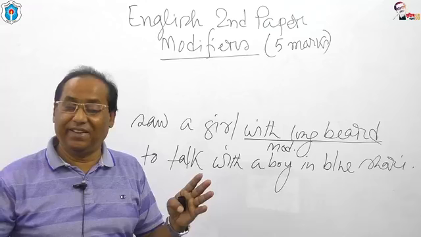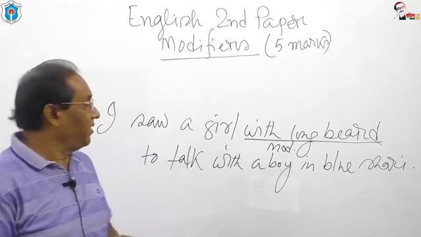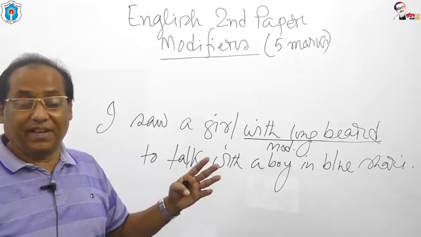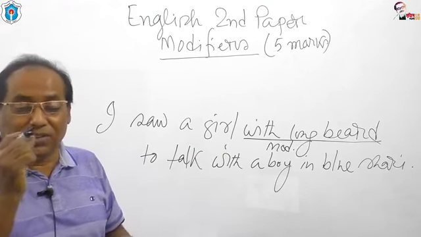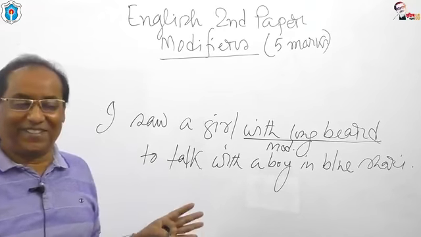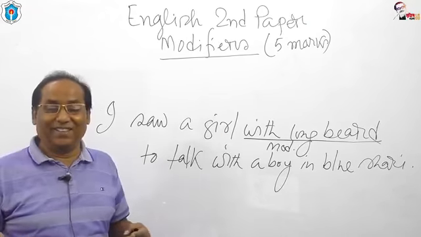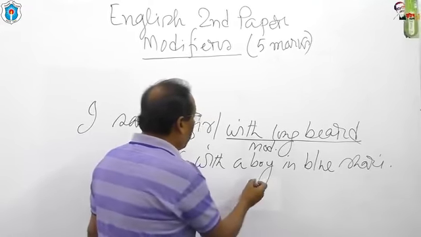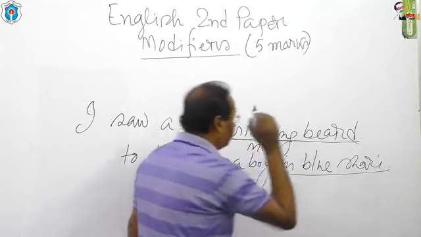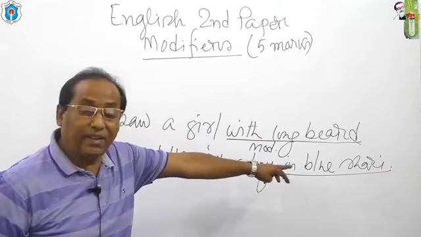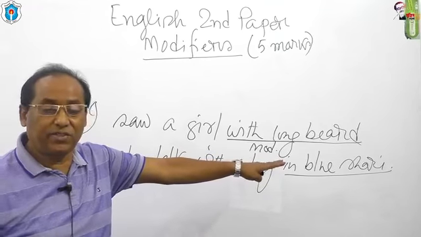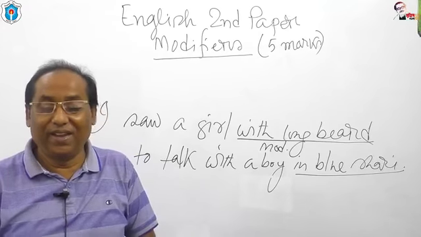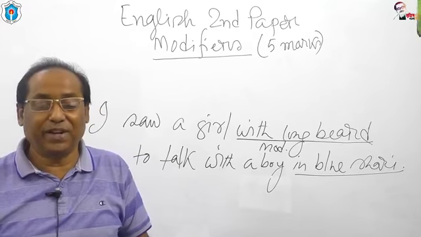This is really funny, is it not? How is it possible for a girl to have long beard? Yes, দু একটি মেয়ের হয়তো ছোট দু একটা দাড়ি থাকতেও পারে, but it's different, right? But long beard, it is really funny and absurd. Again, to talk with a boy in blue sari. There is another modifier, in blue sari. It is a phrase. It modifies boy. How is it possible for a boy to move in blue sari?